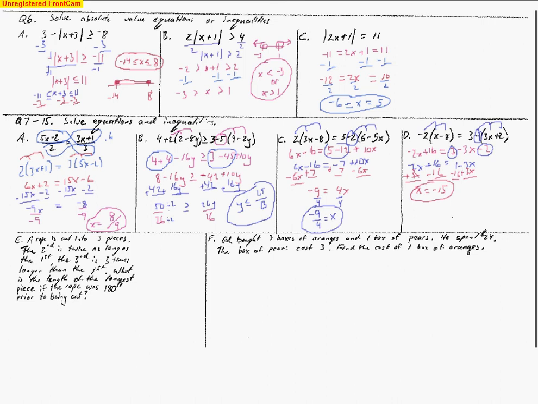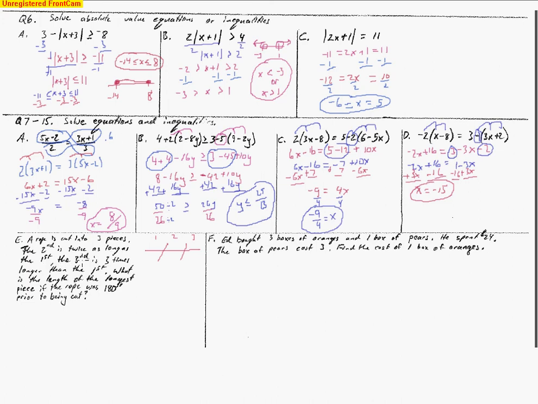Well, 2 more problems. Let's take a look at this first one here. We've got a rope is cut into 3 pieces. And so if you think about the rope, here's the rope cut into 3 different pieces. We'll call this 1, 2, and 3. The second piece is twice as long as the first piece.